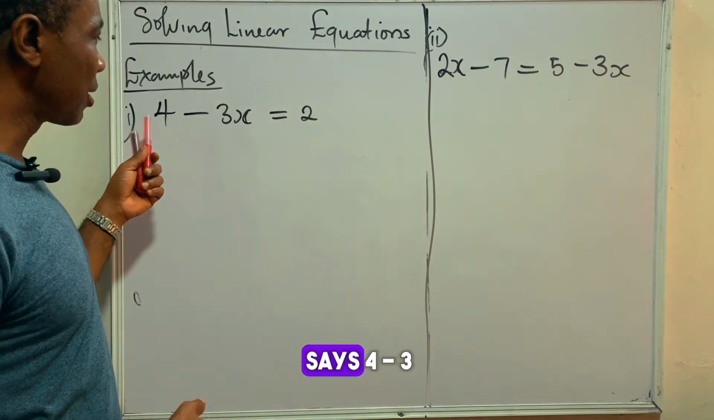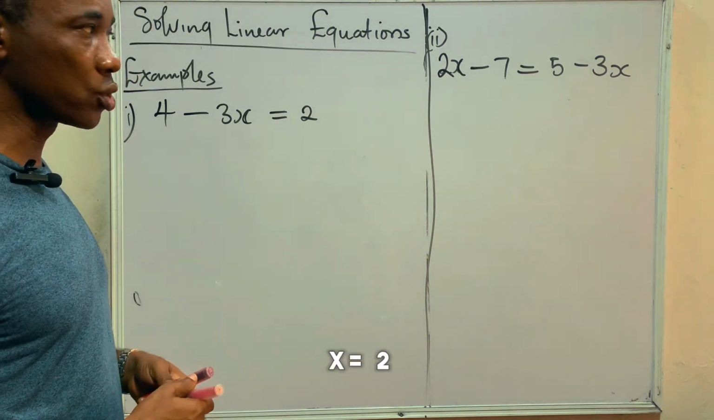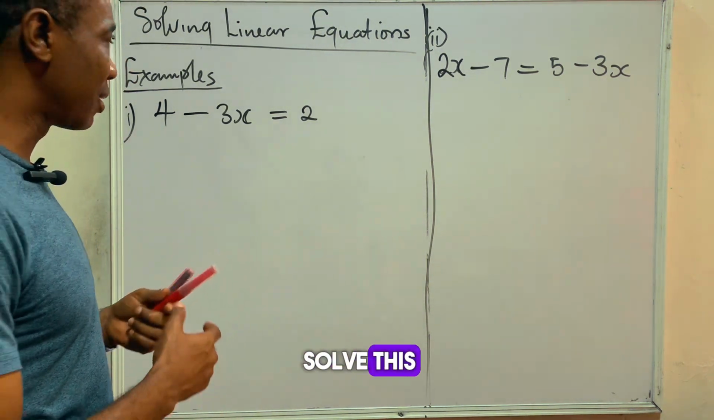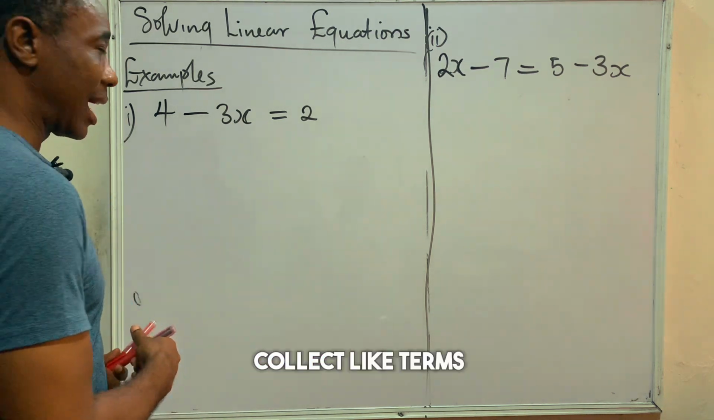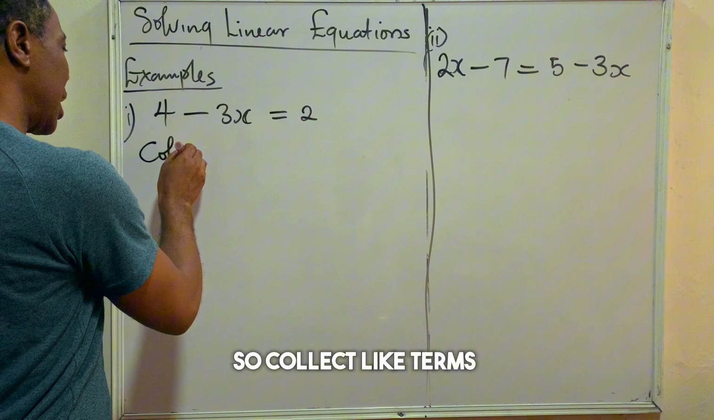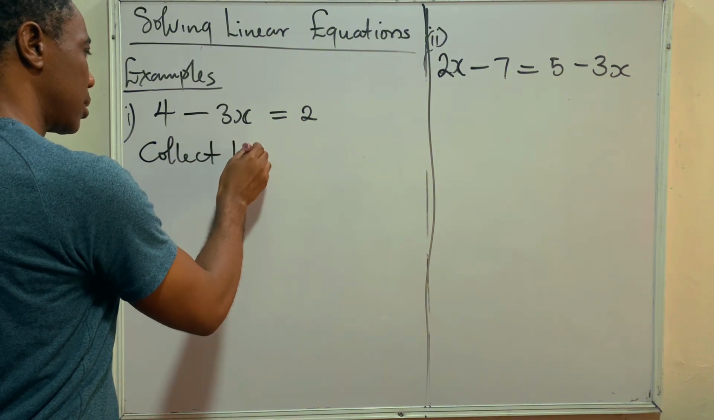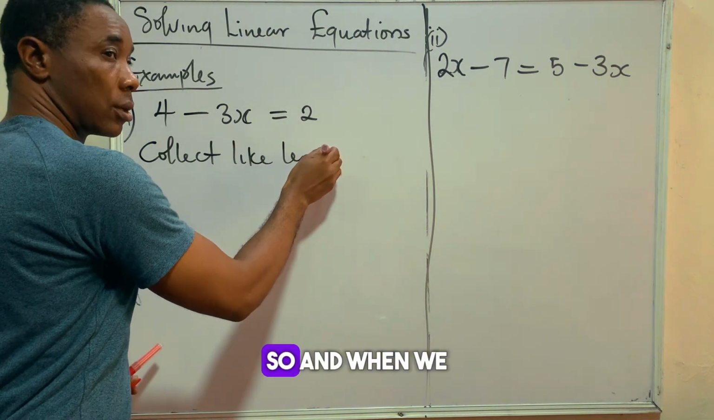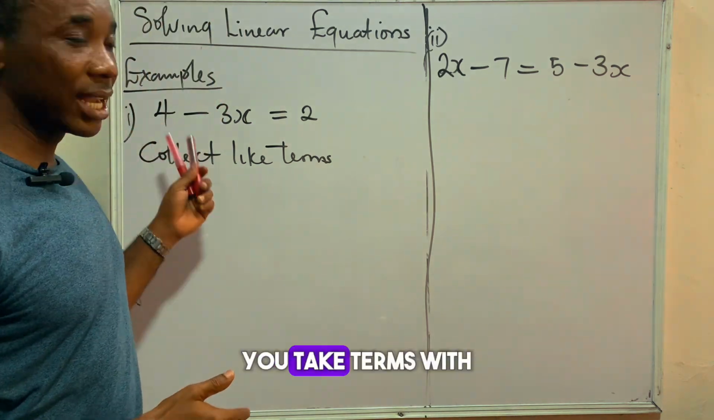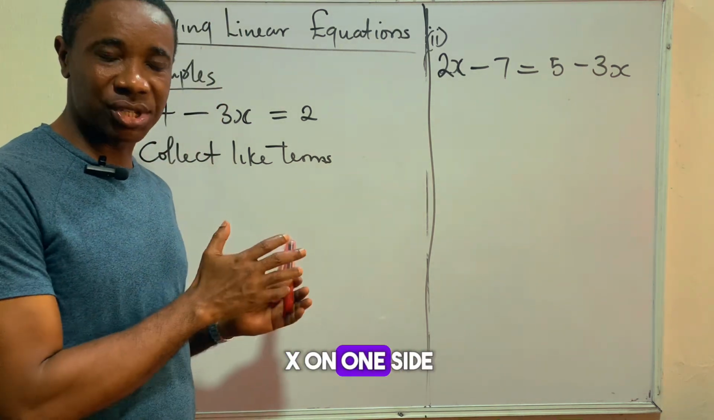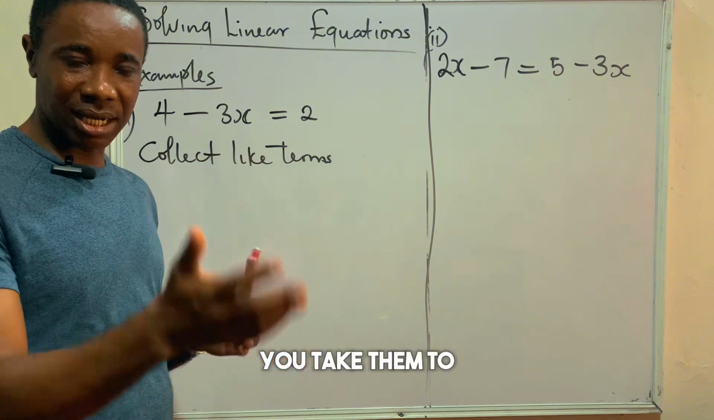So the first one says 4 minus 3x equals 2. So how do we solve this? The first thing you want to do is to collect like terms. And when we collect like terms, we simply mean you take terms with x on one side and terms without x, you take them to the other side.